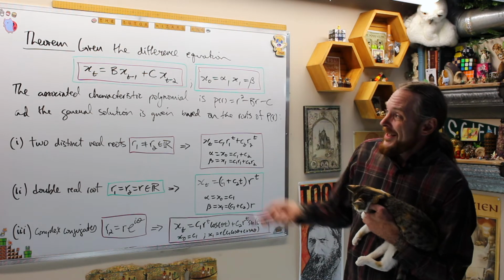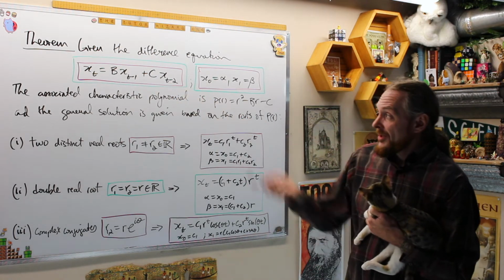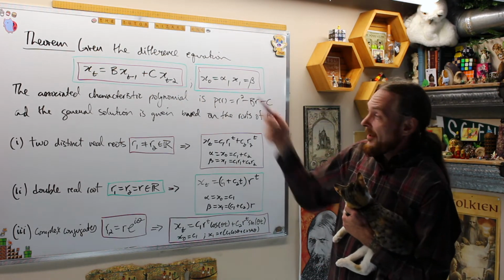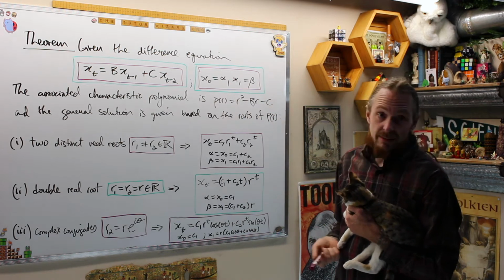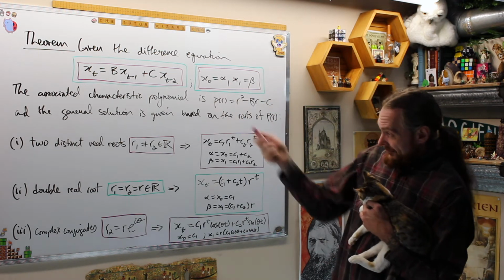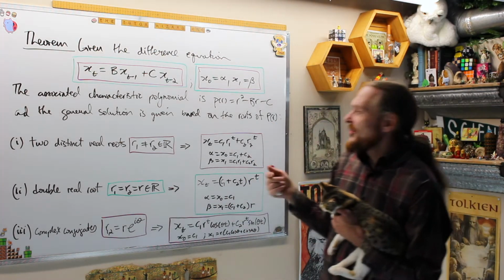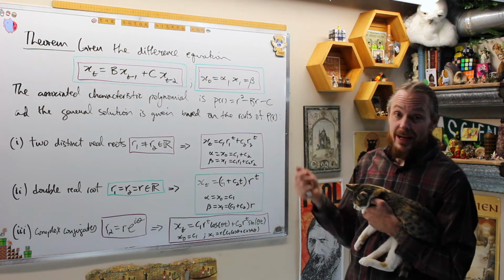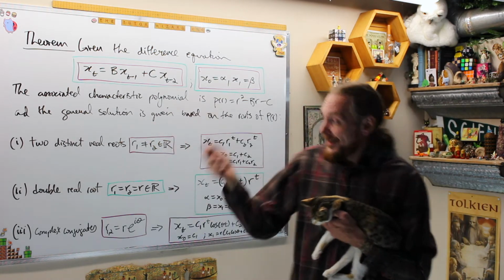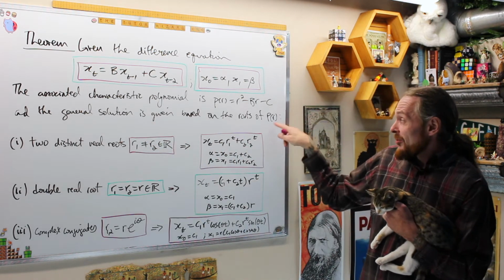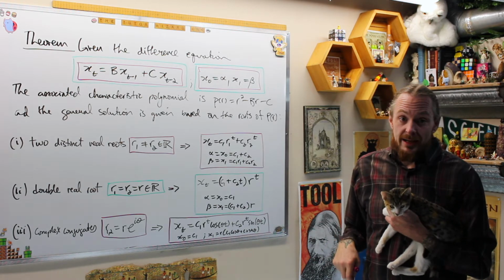What we're going to be given is this second order difference equation, which right now is homogeneous. And we have our initial conditions, x0 is alpha and x1 is beta. The associated characteristic polynomial is going to be a quadratic this time. Explicitly, it's r squared minus br minus c. And the general solution is going to be based on the roots of this characteristic polynomial.